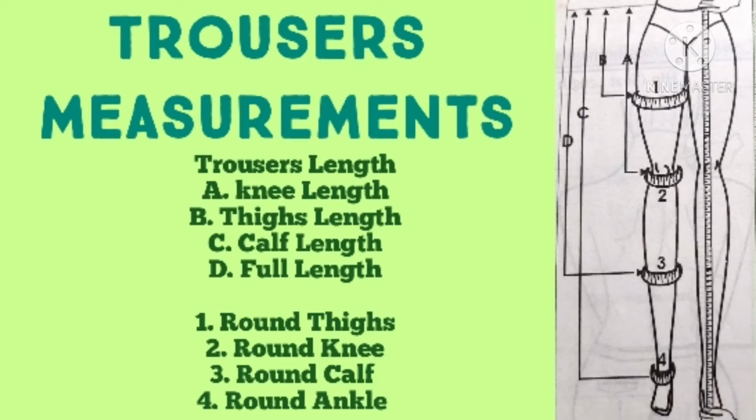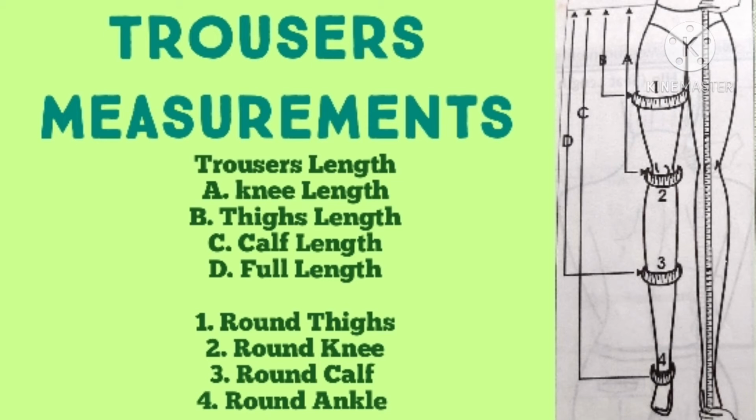Now let's see the trouser measurements. First is trouser length. Trouser length is always to be measured from the waist to the toe. This is actually the trouser length, from waist to toe.